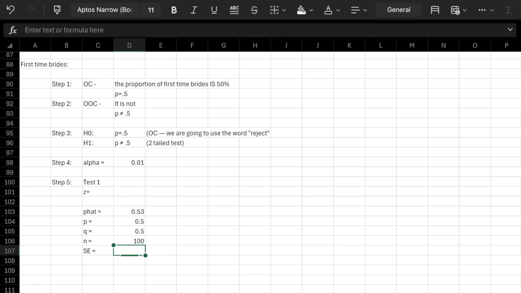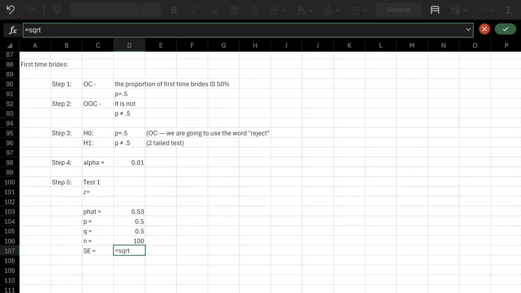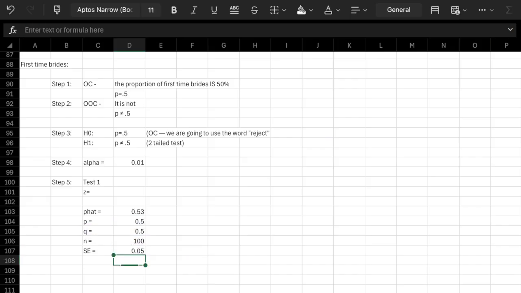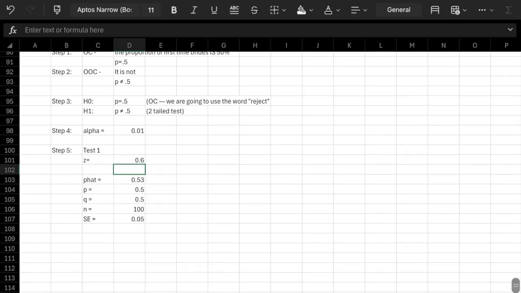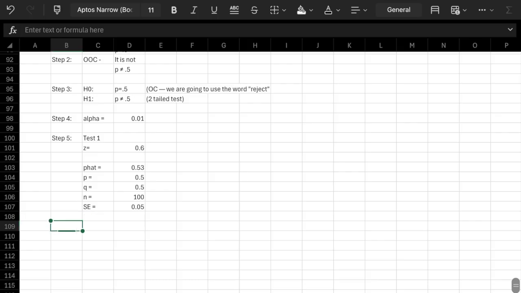Okay, so let's make our standard error. So the standard error is going to equal square root of P times Q divided by 100, close parenthesis. That's my standard error value. There it is. Great. 0.05. Okay. The z-score equals P hat minus P divided by standard error. You just find the formula. 0.6, not even a standard deviation away.